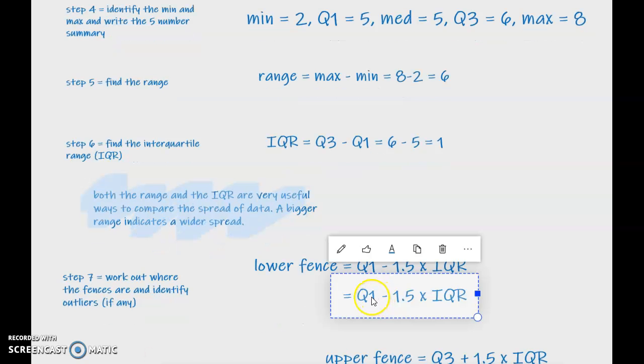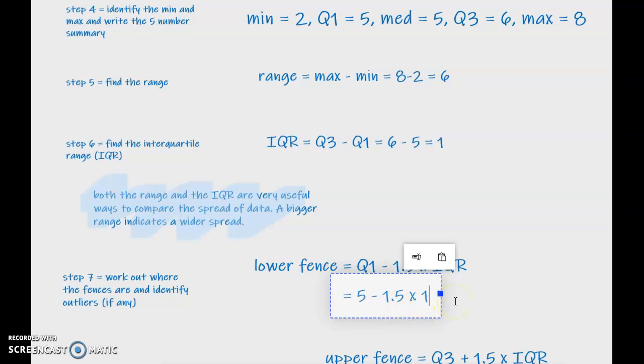Okay, so let's substitute our values. Instead of Q1, it's going to be 5, because our first quartile was 5, minus 1.5 times the interquartile range, which is 1. There we go. So 5 minus 1.5 times 1, it's 5 minus 1.5, so it's going to be 3.5.